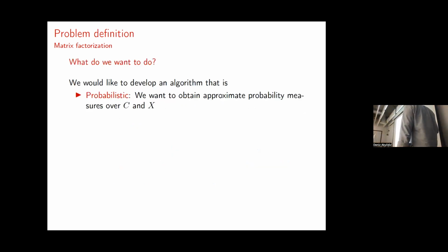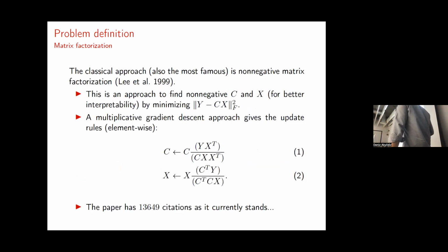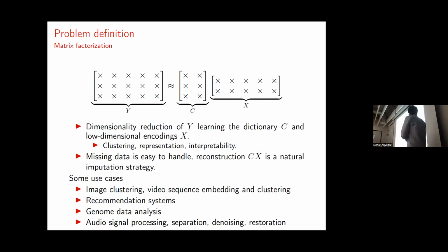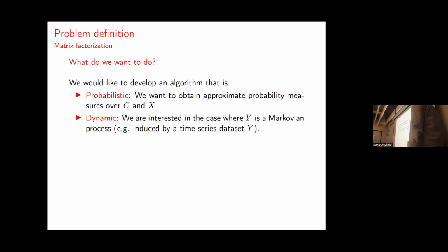So what we want to do here is the probabilistic version. We want to still have some prior over C and X, and we want to get posterior probability measures over C and X. We want it to be dynamic. The difference is that I want to consider a case where Y is a time series or a Markov process. In a natural scenario, it could be a spectrogram of an audio, which is a time-dependent signal, or it can be a video, where every column is an image. You vectorize the images, and your data matrix has some sort of time dynamics. So I want to have a dynamic version of this, explicitly considering that Y is a Markovian process.